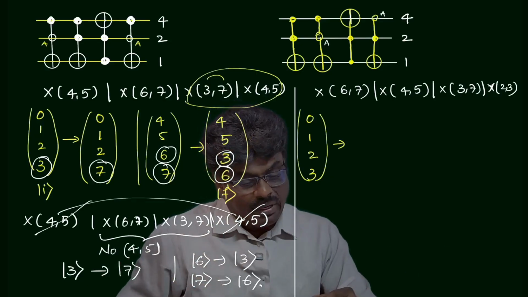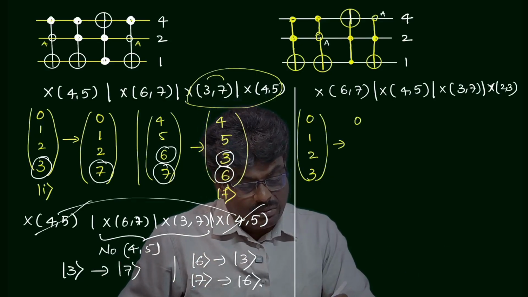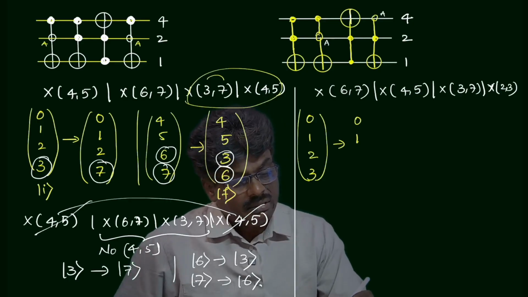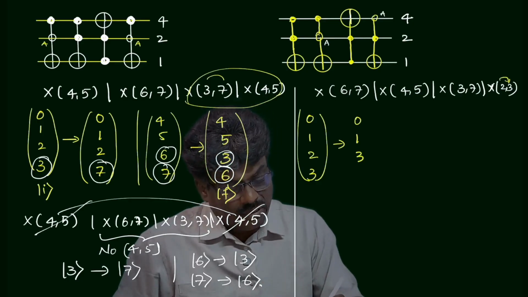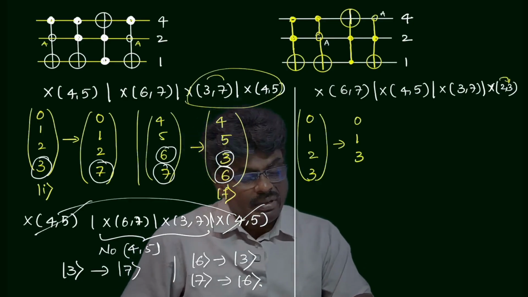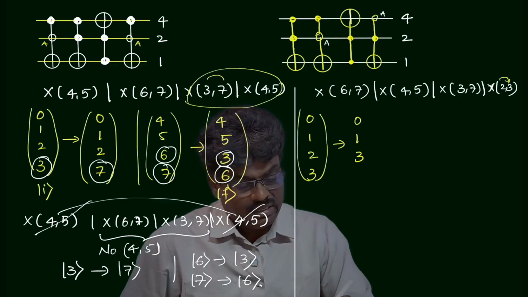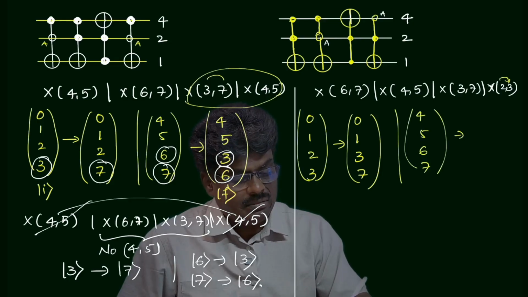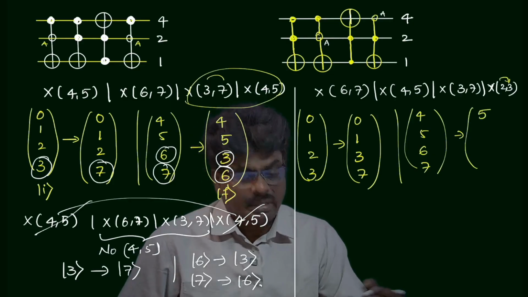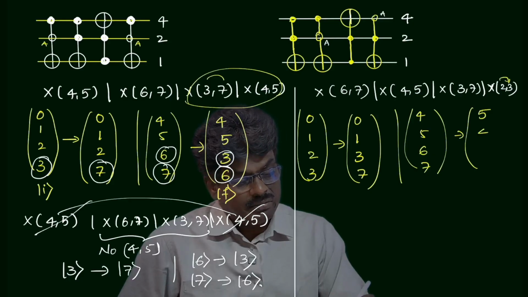Right. So here 0, no change; 1, no change; 2, yes. So here 2 to 3, but don't come back again please. 2 to 3. Next 3 to 7, 7 to nothing is there, that's why 7. Next 4, 5, 6, 7. 4 to 5 and 5 to nothing. So 5 to 4, that's it.